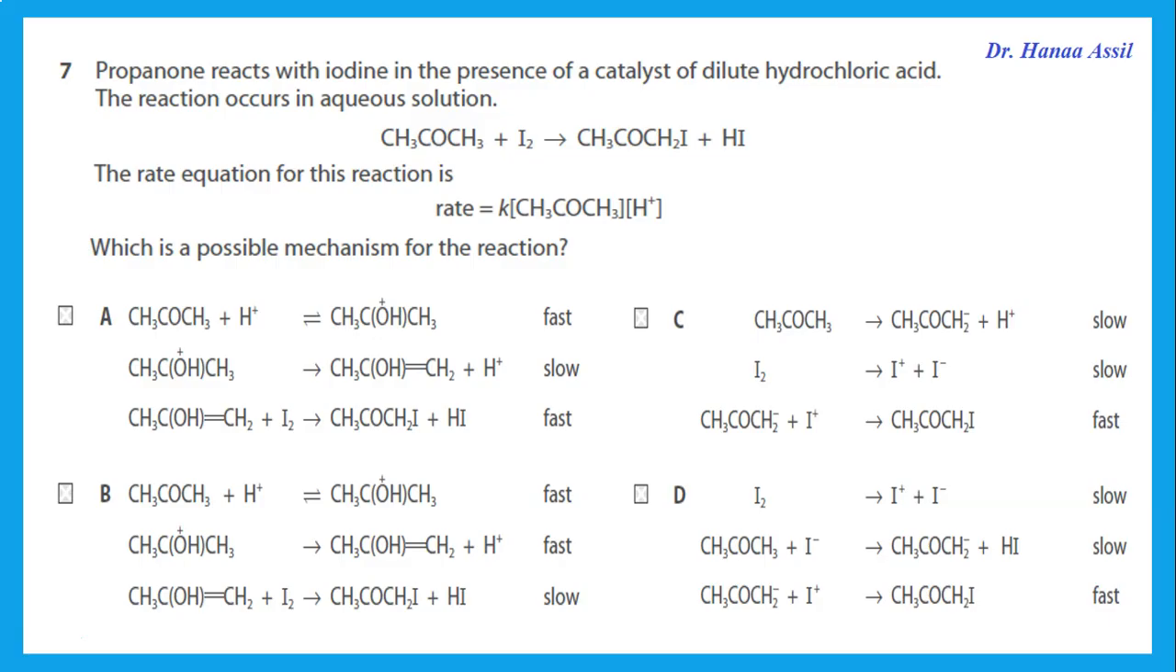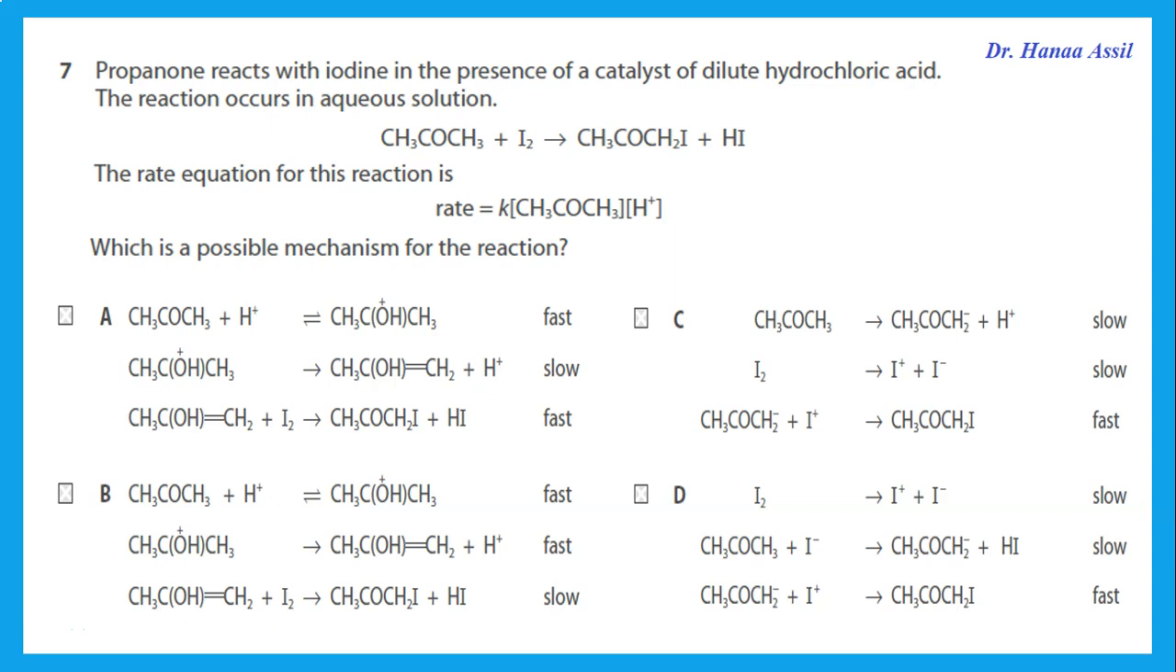Propanone reacts with iodine in the presence of a catalyst of dilute hydrochloric acid. The reaction occurs in aqueous solution. The rate equation for this reaction is this. What is the possible mechanism? So you can see that the rate equation includes concentration of the propanone times concentration of H+. And that means I shouldn't have iodine in my slow step. So which mechanism do we choose?